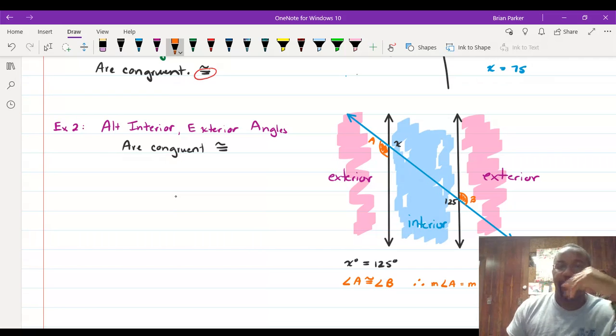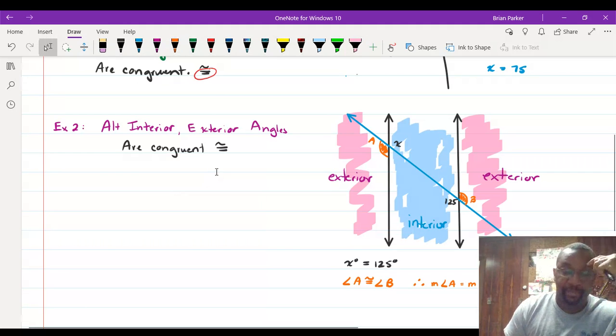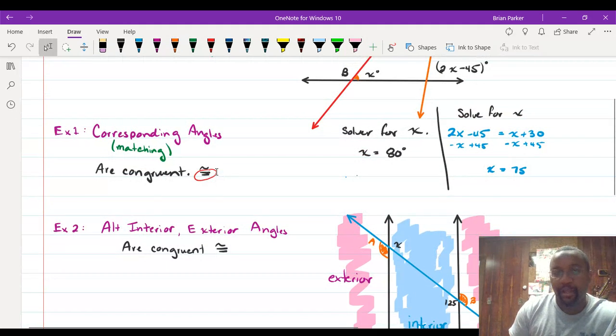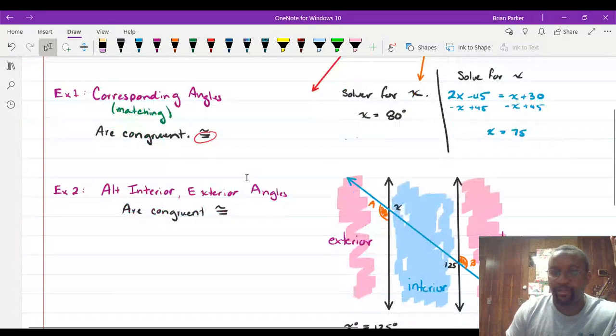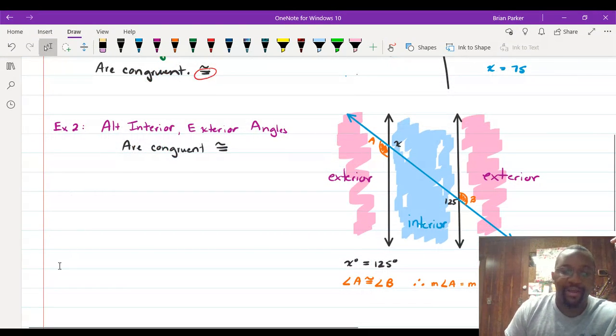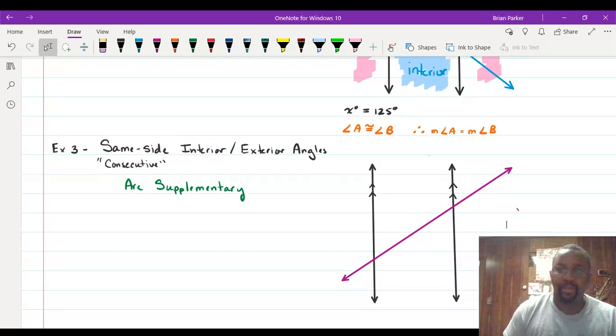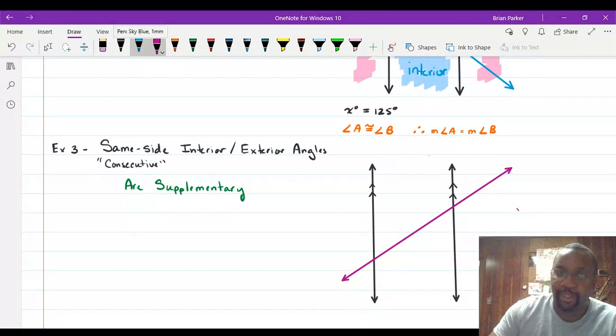So now let's look at ones that would be supplementary. So first of all, corresponding angles are congruent. Alternate interior and alternate exterior angles are congruent. And so now let's look at the kind that will be supplementary. With same side interior and exterior angles, what we're about to say should be a little bit intuitive.